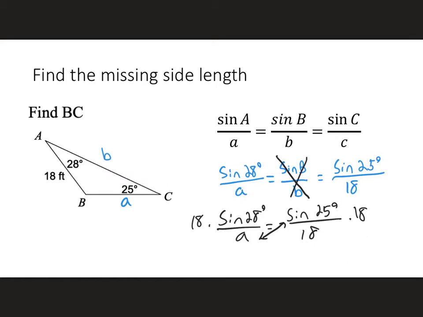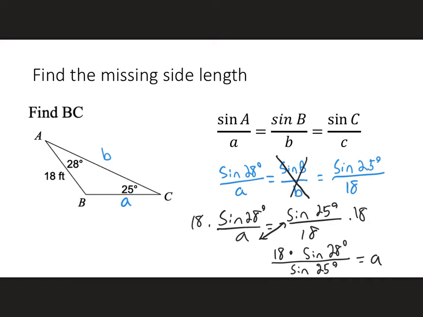That leaves me with 18 times the sine of 28 degrees over the sine of 25 degrees, and that equals side A. Now, if you have a sophisticated enough calculator, you can do this in all one step. If not, you can do it piece by piece.